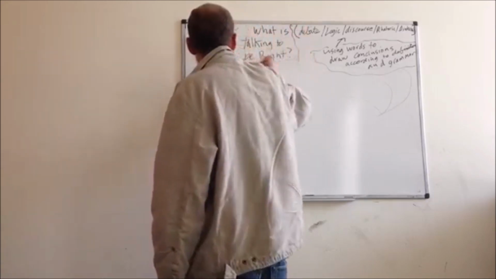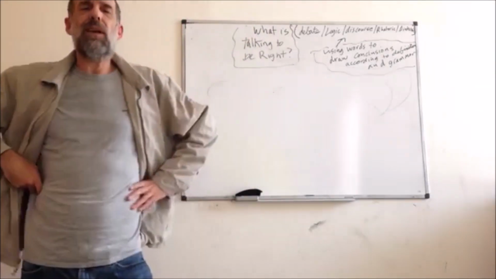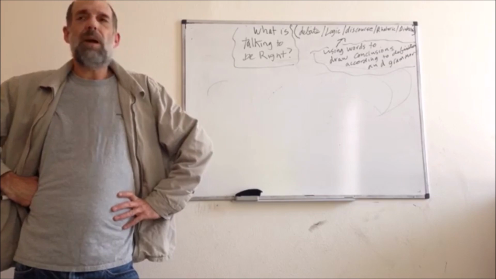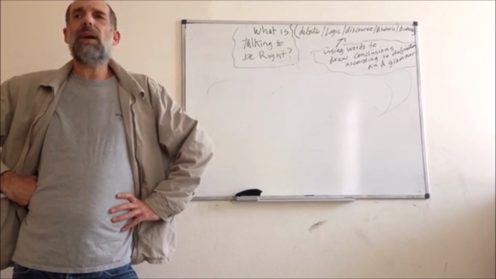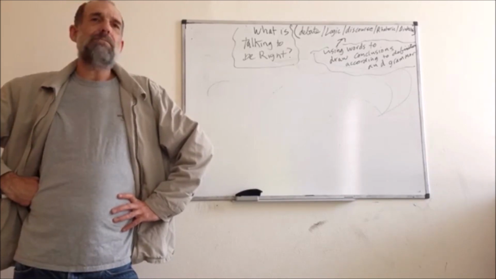What is talking to be right? Because there's different reasons why people talk. What's a reason why you might talk other than to be right? Jackie? To be annoying? You might choose to talk to be annoying. What's another reason why you might want to talk other than to be right, Eileen? To be funny.